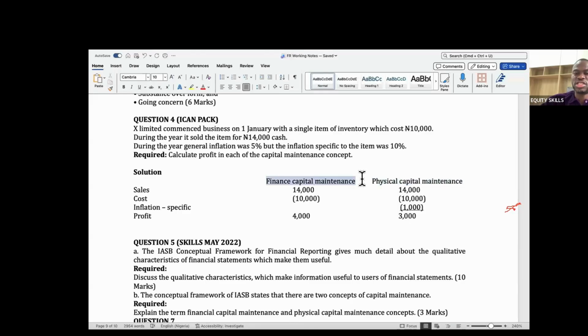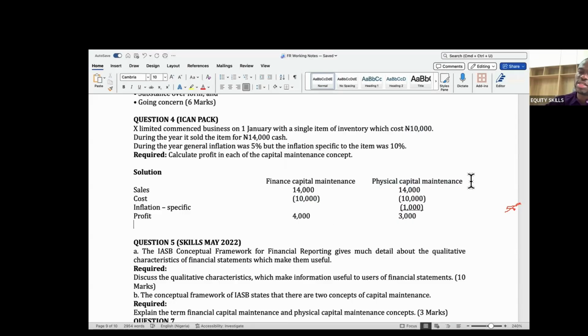You see, financial does not consider inflation at all. And that is why, for financial, you made a sale. You sold an item for 14,000. It records the sales as 14,000. Its cost is historical cost, which is how much you bought your inventory for. And it says you have made a profit of 4,000. And that's it.